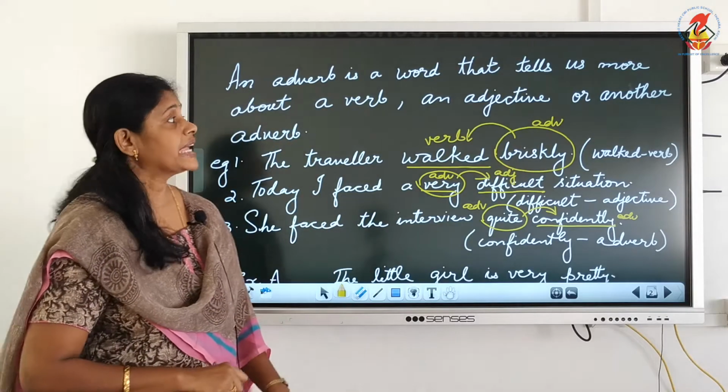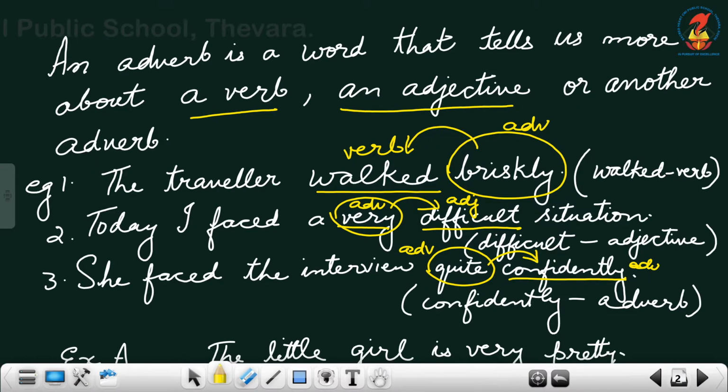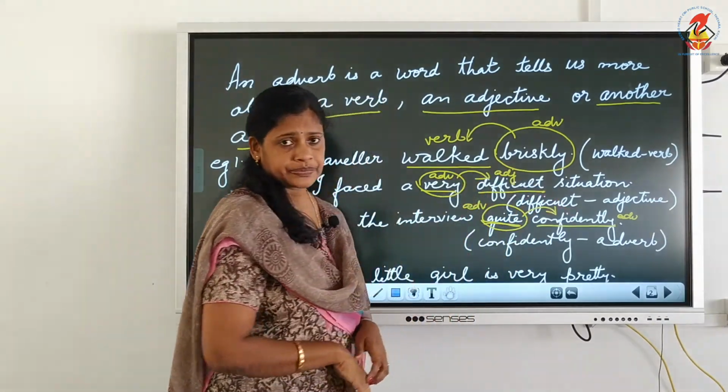So an adverb can add meaning or tell us more about three things: a verb, an adjective or another adverb. You might have seen in the first example, the word briskly is describing the verb walked. In the second example, the word very is describing the adjective difficult. And in the third example, confidently is already an adverb, but the word quite is adding meaning to the word confidently. Both are adverbs, but this adverb is describing this other adverb. Is it clear?